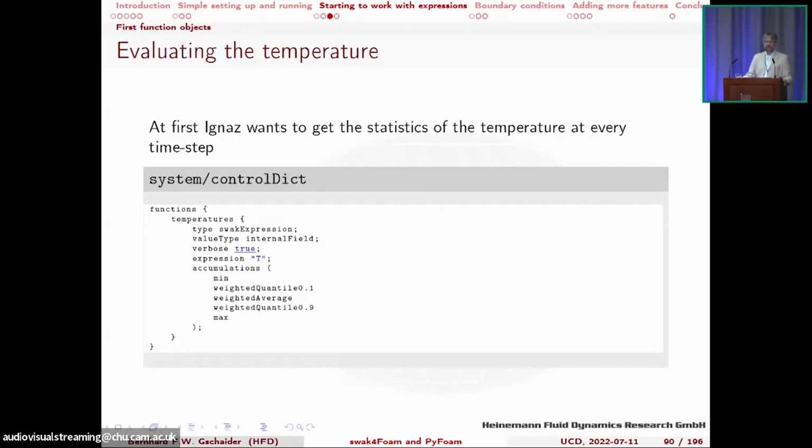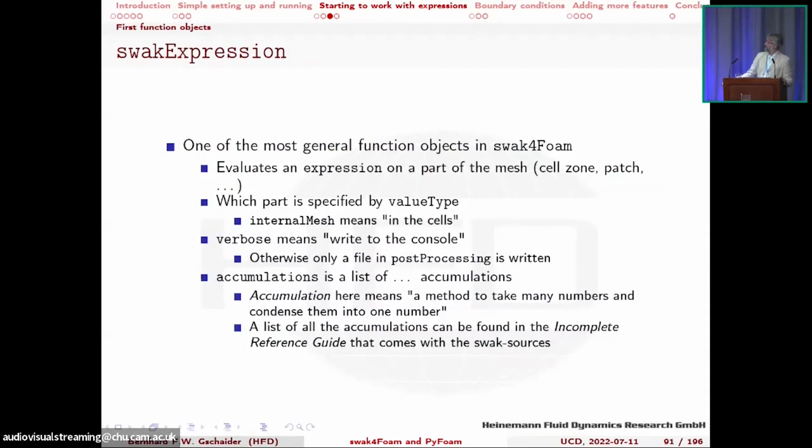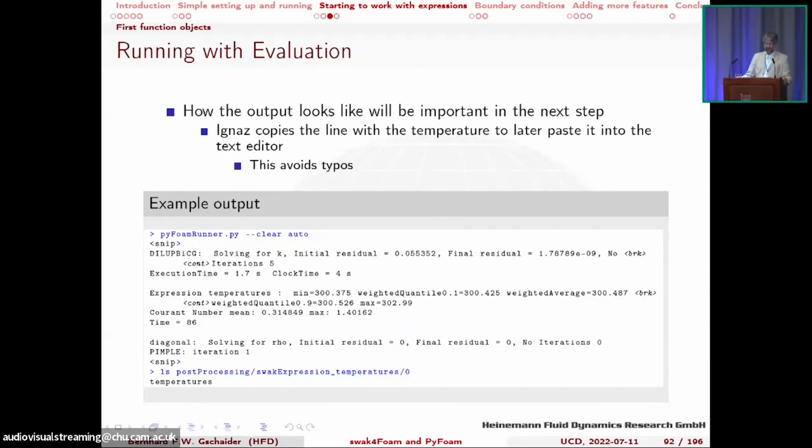I really like these quantiles. For instance, if you're looking at pressure, you can have crazy, very tiny cells where the pressure has a non-physical value. You're not really interested in that. But if you take the 1% quantile, then you get what is actually a meaningful minimum pressure in that simulation, if you don't want to get rid of these cells. Okay, so if it runs with evaluation, then it prints out this expression temperatures, then it prints out these statistics here. And yeah, that's nice.